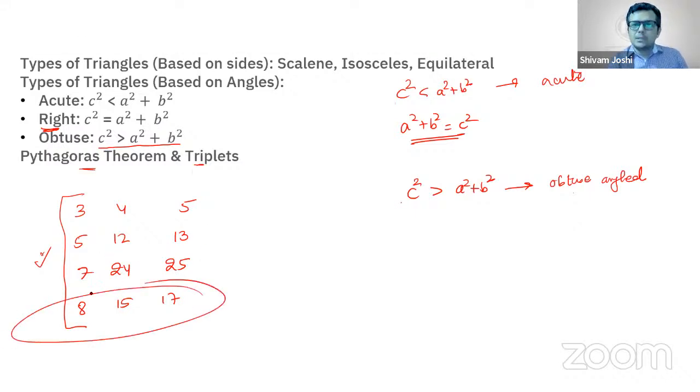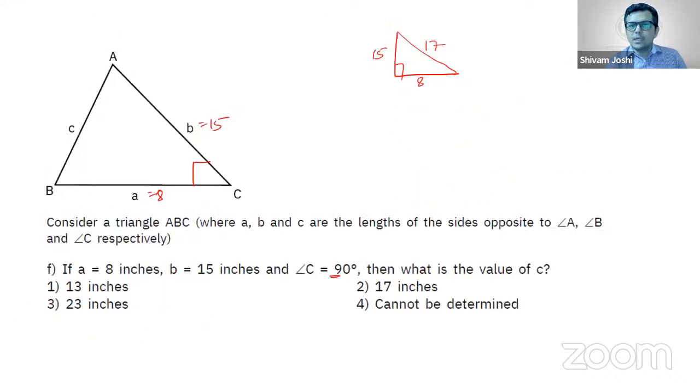Okay. Now at this stage, one should be very clear when to use the triplet and when not to use the triplet, right? So every time when I'm giving you 8 and 15, you should not say that the third side will always be 17, because if 8 and 15 are the sides making the right angle, then yes, the hypotenuse is 17. But suppose if I'm giving you 8 and 15 in this combination, this is 8, this is 15, right?